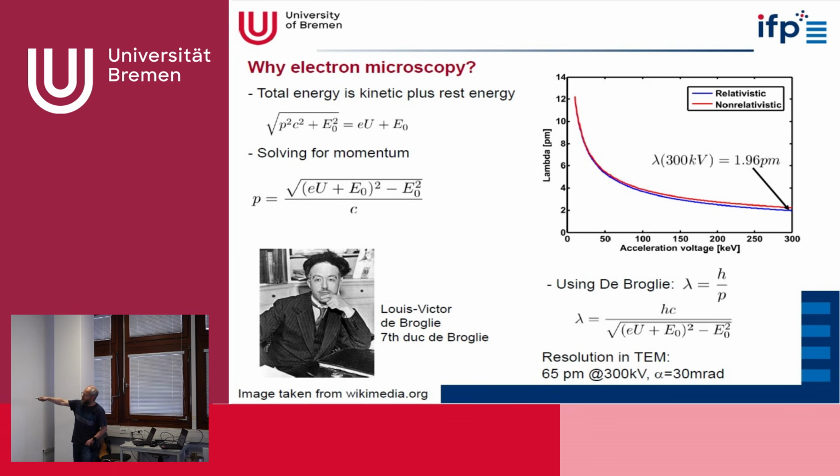So if we increase the acceleration voltage, then the wavelength will decrease, and this is what is plotted here. Lambda decreases with an increasing acceleration voltage. For an acceleration voltage of 300 kV, we can calculate a wavelength of only 2 picometer, which is basically 6 orders of magnitude smaller than what we calculated previously for light.